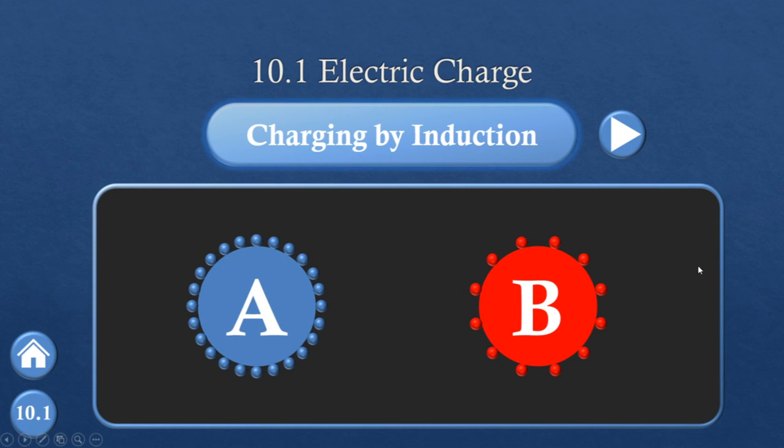So after charging by induction, A and B have opposite charges. This is different from conduction, where they had the same charge after being charged.